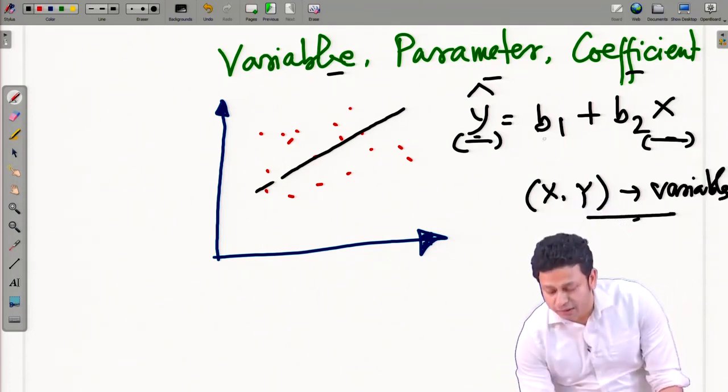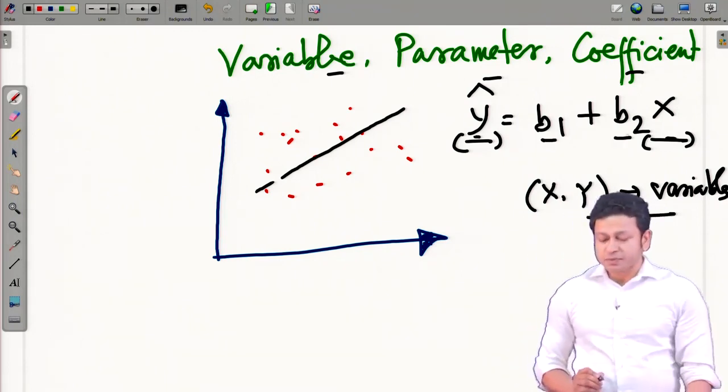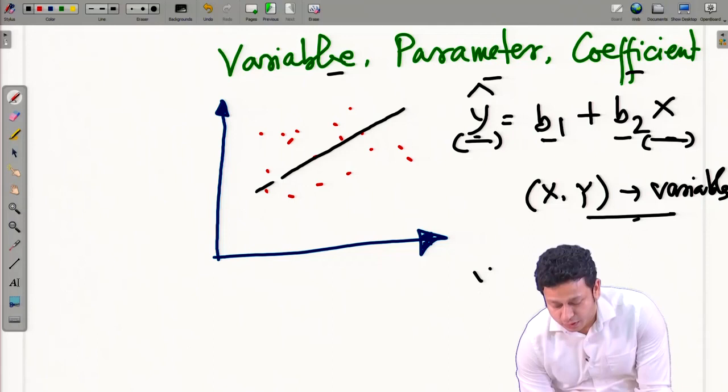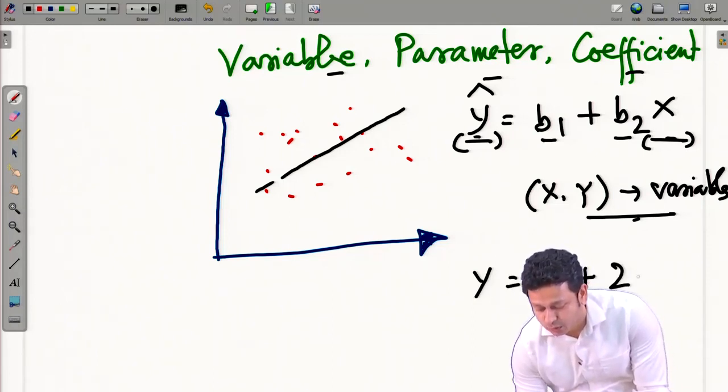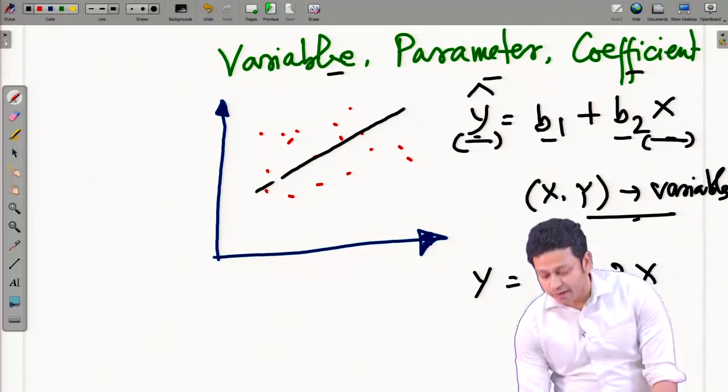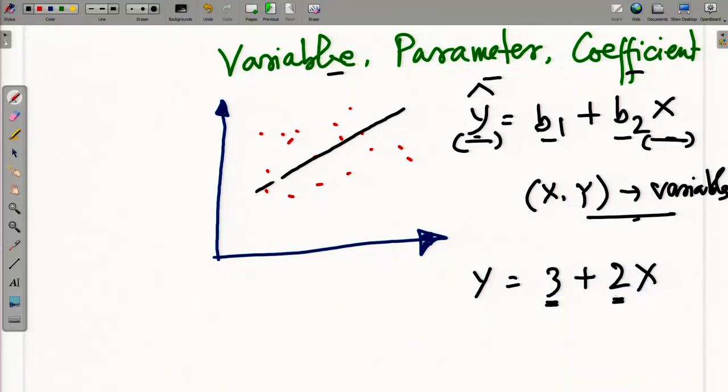Now we have beta 1 or b1, b2. Sometimes we will find a regression equation where we write, say, y is equal to 3 plus 2x. When I have these numerical terms defined, the multiplicative factor of the x, and the constant term in the equation, we call them coefficients. Once we determine the equation, we get the values of beta 1 and beta 2, or b1 and b2. So here b1 is 3, b2 is 2.